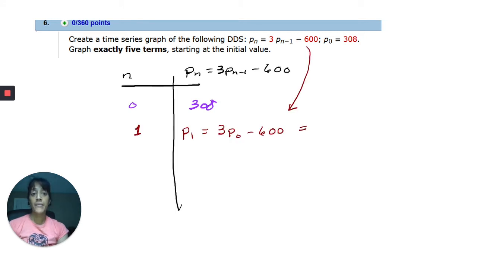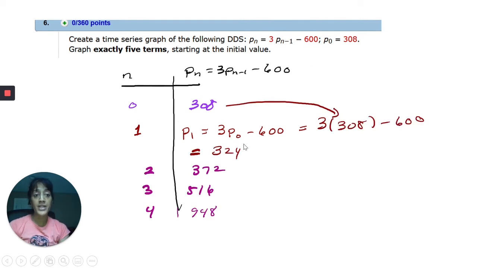And then my second, if you want to, you can put this into Excel, but it's pretty easy to do by hand. If n equals 1, I get 3 times p sub 0 minus 600. And then p sub 0 is 308, so I get 3 times 308 minus 600. Then I do it again. 3 times 324 minus 600. That turns out to be 372.